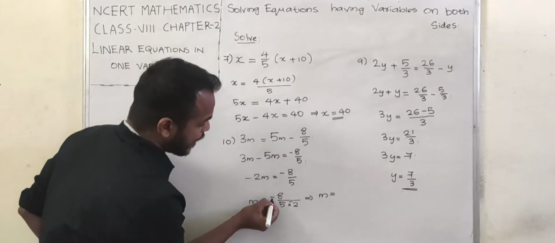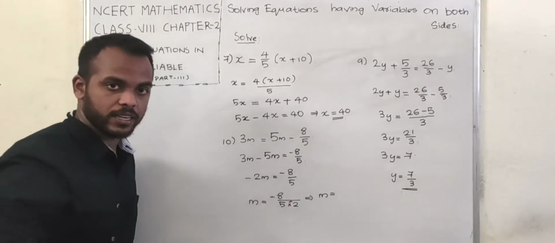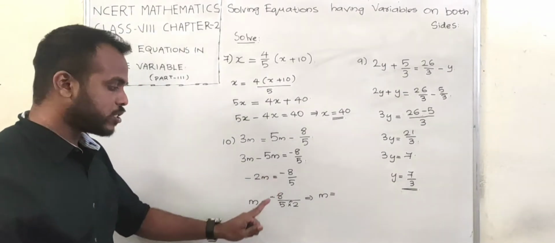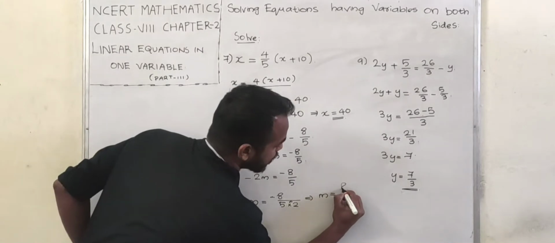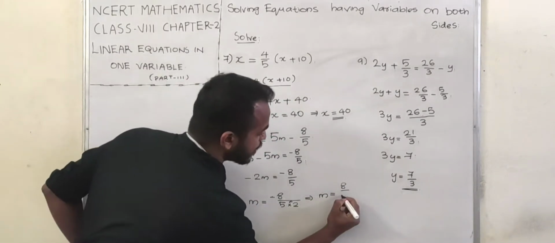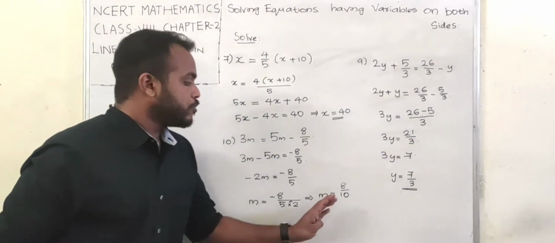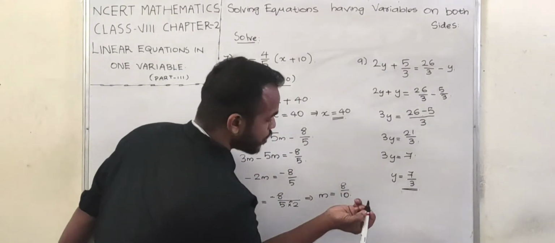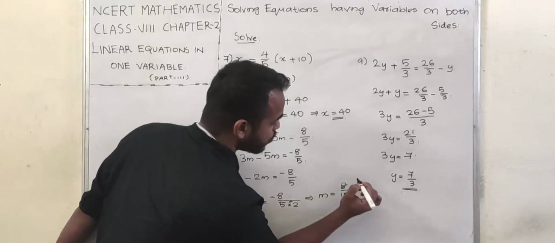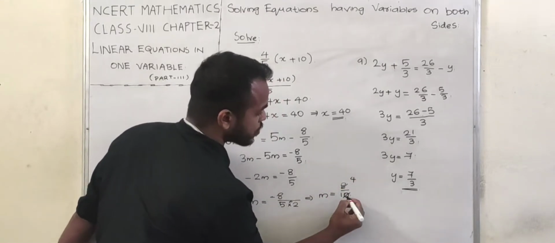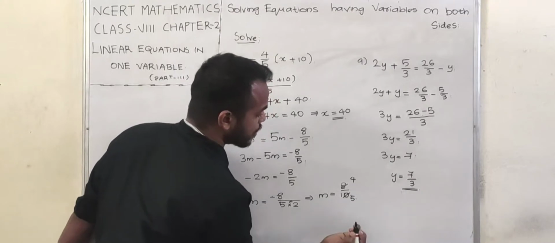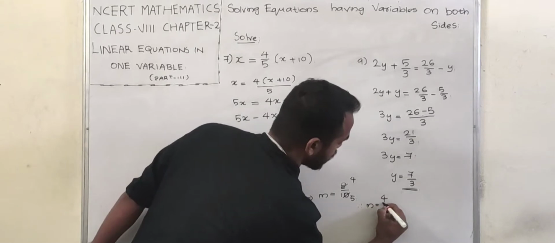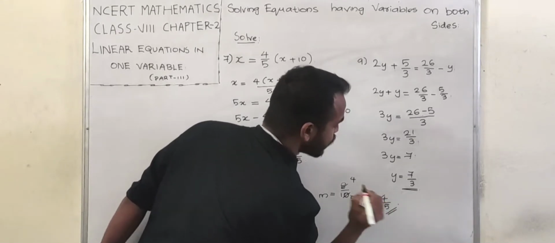Now what you can do is cancel this minus and this minus. Because there are two negative symbols, it will change to a positive symbol. So the answer will be 8 by 10. It is recommended to write the answer in the simplest form, so you can cancel this 8 and 10 using 2. You can write 4 times 2 and 5 times 2 as 8 and 10 respectively. So the answer that you are in search of is m is equal to 4 by 5.